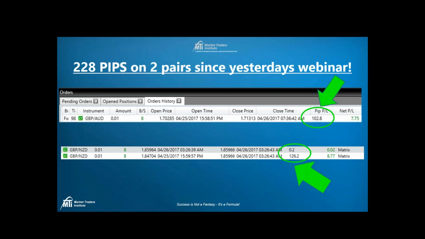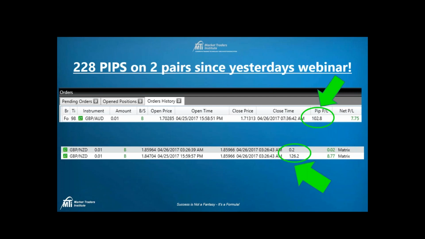Two currency pairs generated over 228 pips since yesterday's webinar, and the price action was one of those where normally we would have to wait for retracements to get in and not have to force a trade. How many of you see how powerful this can be? Type in a Y or a yes if you see how powerful this can be.